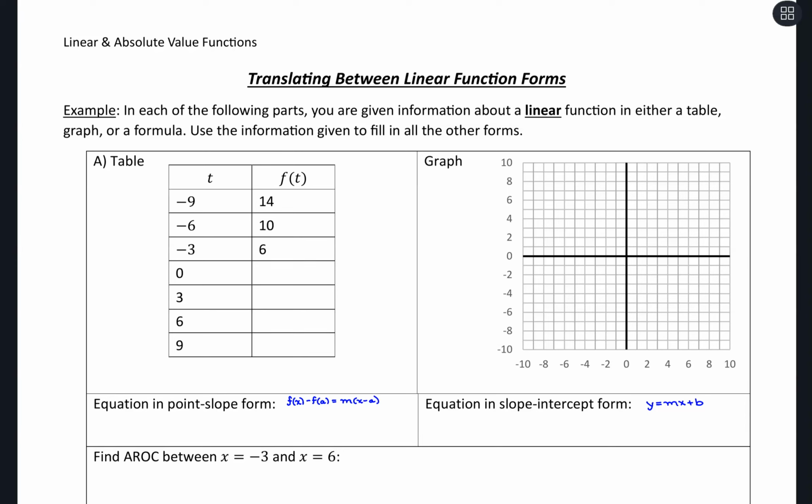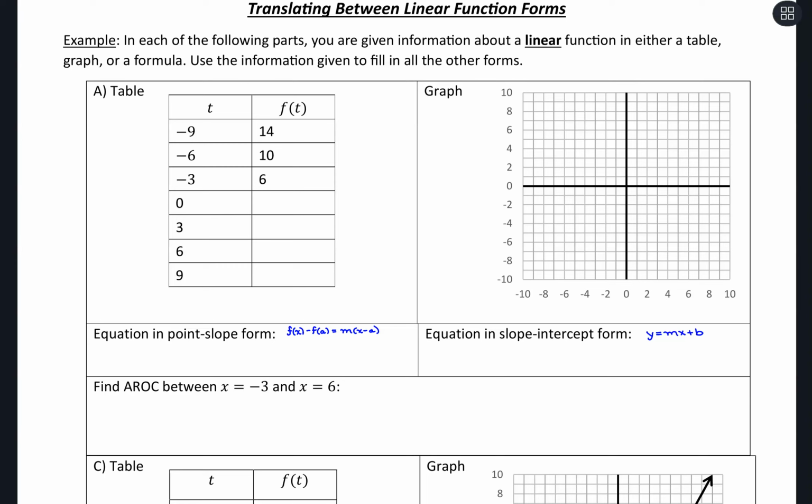So here we're going to take a look at moving between the different forms of linear functions, whether it's a table, a graph, point-slope form, or slope-intercept form. And then we'll go ahead and get some practice with our average rate of change formula and see how that's coming into play here.